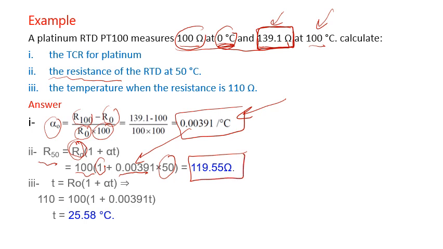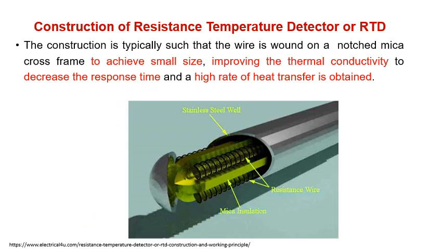When we calculate, you will find the resistance is 119.55 ohm. And the last part, he asked for the temperature when the resistance is 110 ohm. We are going to repeat the same thing, but the other way around. Means the resistance is given, and we need to calculate the temperature. So here 110 equal to 100 times 1 plus the coefficient times T. What I want is this T. This is one equation with one unknown, so we can calculate T to be 25.58 degrees Celsius.